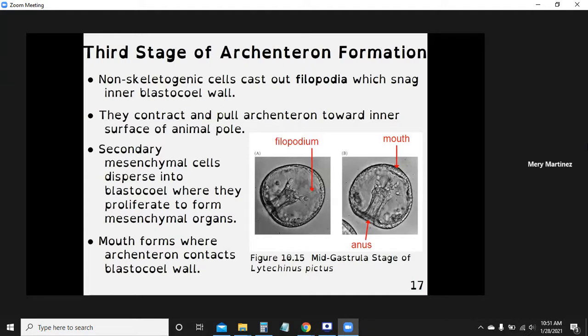The third stage in the formation of the Archenteron is the second wave of non-sclerogenic cells from the tip of the Archenteron, and they remain there for a while. These non-sclerogenic cells cast out filopodia, like when we are casting while fishing.